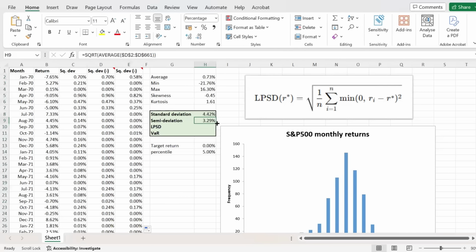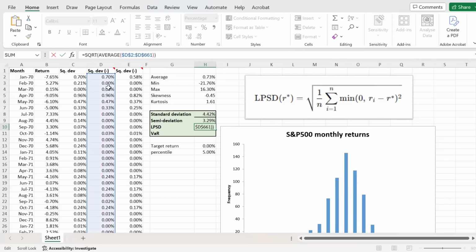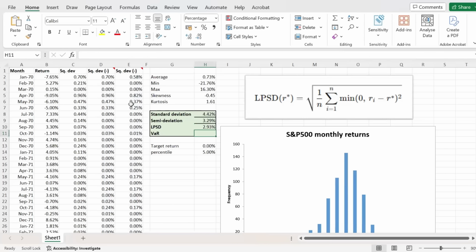So I can now also move this formula. And instead of this column D, I'm going to select column E. Okay. So lower partial standard deviation is 2.93%. Okay. So if your target return is 0%.